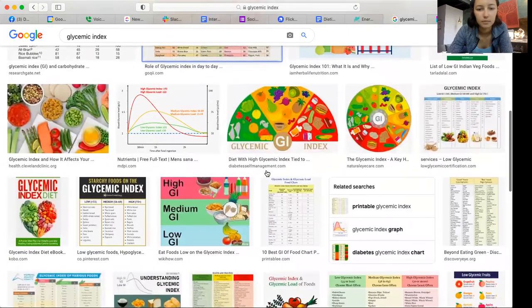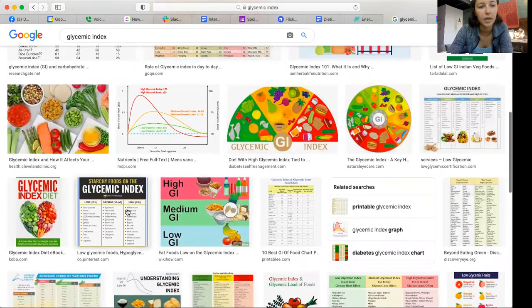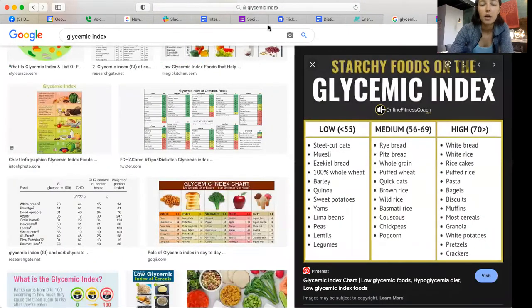Yeah, there's some that I like that. Okay, this is kind of what I was looking for. So we have low glycemic index, we have medium, and we have high. The high ones are not surprising: white bread, bagels, biscuits, granola. Nothing here is pretty shocking. But this is over 70, so they spike your blood sugar pretty quickly.